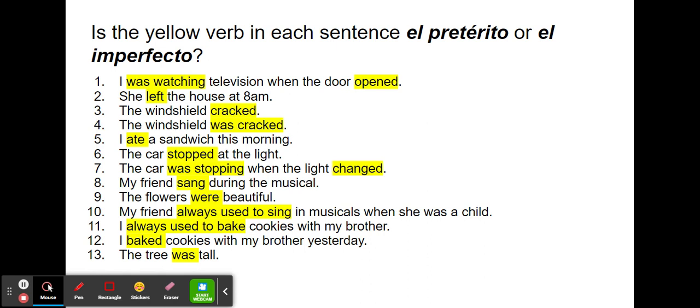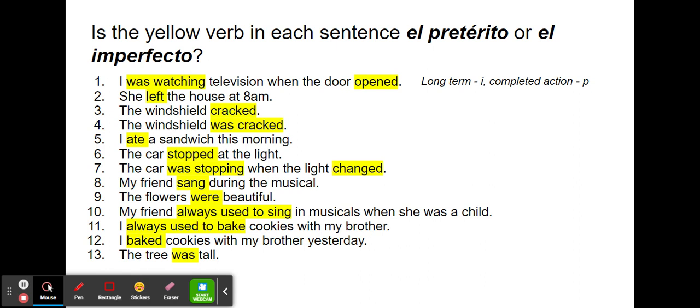So looking at number one, we've got two sets of verbs. I was watching television when the door opened. Was watching is long term. We don't know when it began. We don't know when it ended. So that's a long-term action, so that would be imperfecto. And then the door opened. That happened at a specific moment with a clear ending and beginning. So that is el pretérito. We see that long-term, imperfecto, completed action, pretérito. So that is was watching and opened.